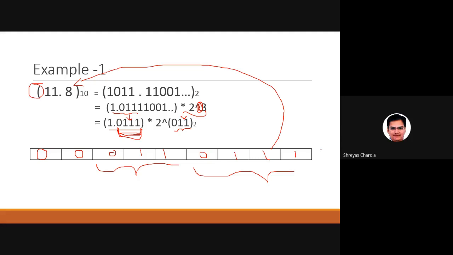Any doubt? Do the students have a doubt? Any doubt?